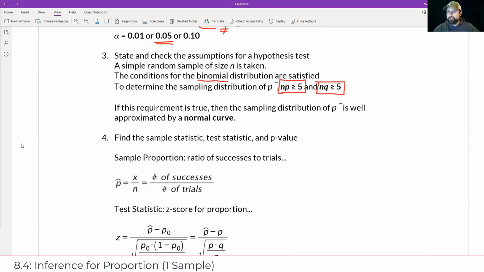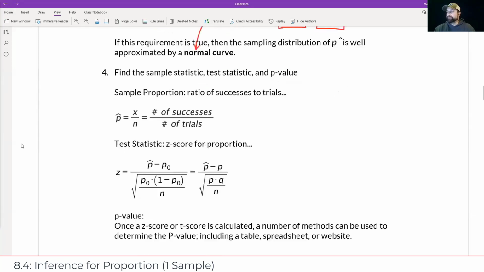Now, of course, these conditions are going to be met, but it's something that we have to allude to just in case you wonder, can I proceed with this? This is why we can continue and use a normal distribution on this, even though it's a binomial distribution. And so if these two conditions are met, then the binomial distribution will approximate a normal curve, and we're good to go. Okay, and these conditions more times than not will be met.